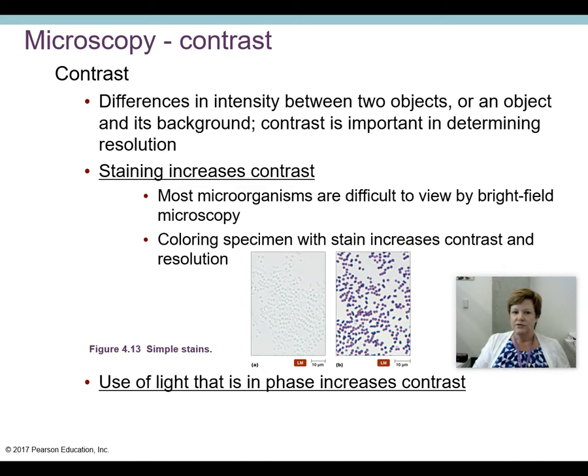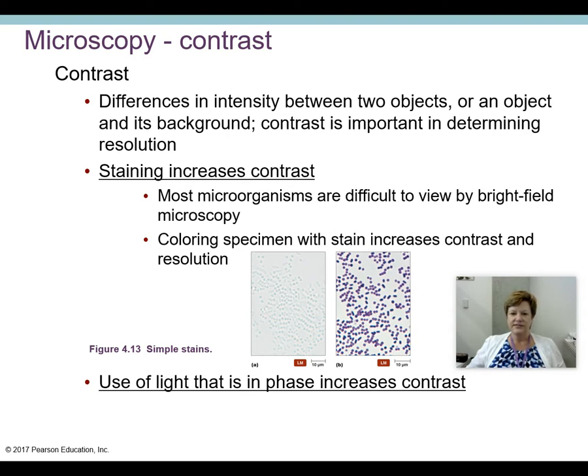So when we're using a microscope, we need to be able to see things clearly. We need to be able to distinguish things as separate. And contrast gives us a lot of assistance in that. When there is contrast, meaning different intensity between two objects or the background, you can see items more clearly and more clearly as separate. And so we use stains to increase contrast.